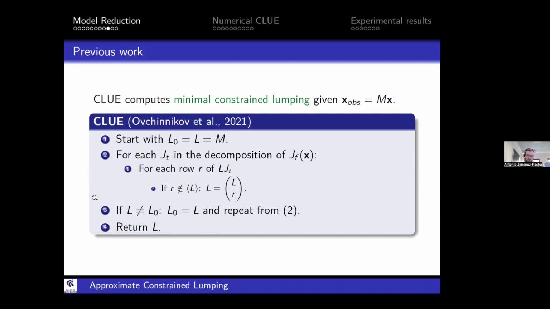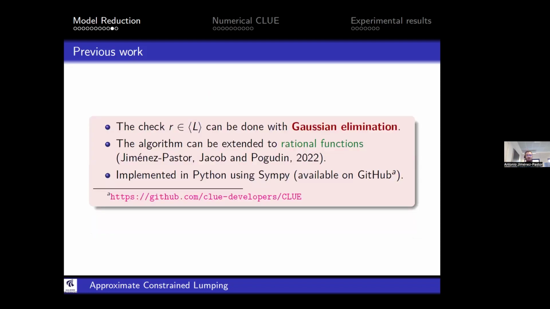If after one go you have added a row, then you repeat, just to make sure you don't need to add anything else. And if you do one go on all of these and you don't add any row, then by definition you are invariant under these matrices, and that's precisely the definition of a lumping. So you have reached a lumping that contains, by construction, your observable set. So this is the previous work on constrained lumping, and this is CLUE. This is the main algorithm that has these nice properties.